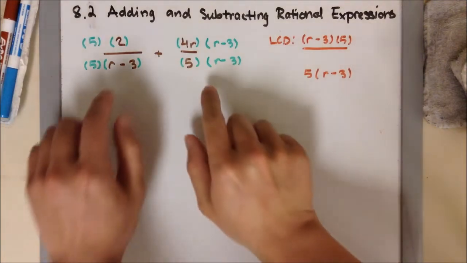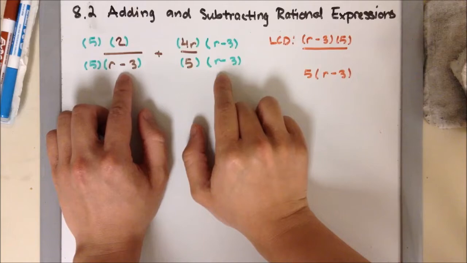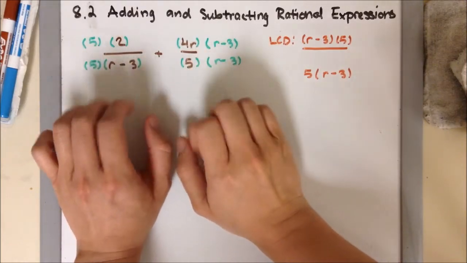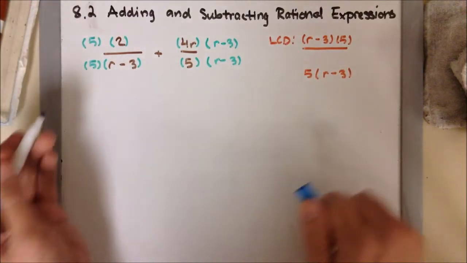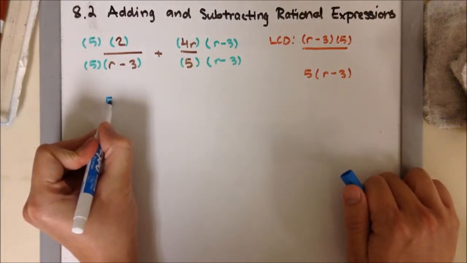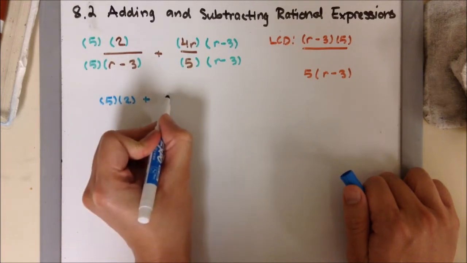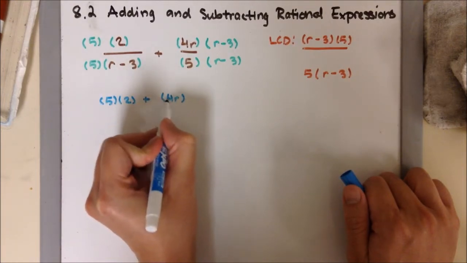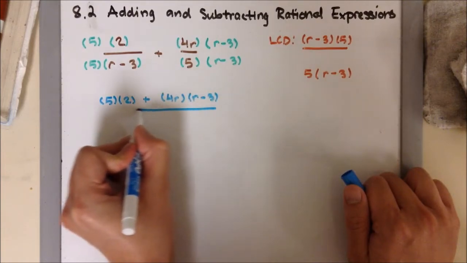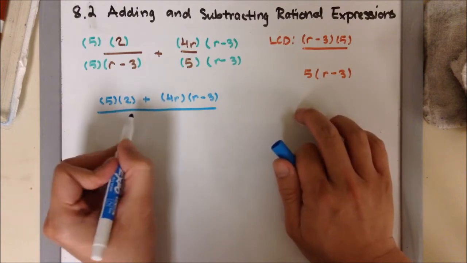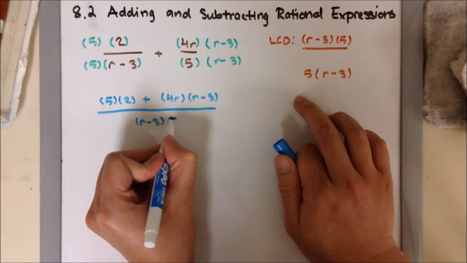Now, since both of the fractions will have 5 and r minus 3, that means that we can combine the numerators together. So I'm going to rewrite it as one big fraction. It's going to be 5 times 2 plus 4r times r minus 3, over my LCD, so r minus 3 times 5.